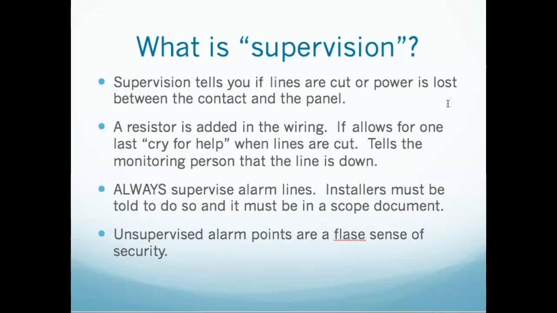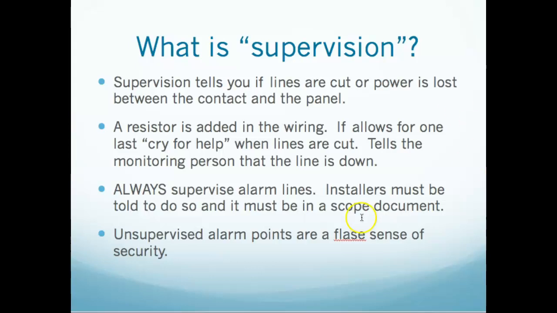You should always supervise alarm lines. Installers have to be told to do it, though, because adding that resistor is an extra bit of work. It's an extra bit of cost. Okay, we're talking about probably 10 minutes worth of work and probably $10 worth of cost. But an installer in a hurry is not going to supervise the lines unless you tell them to do that.